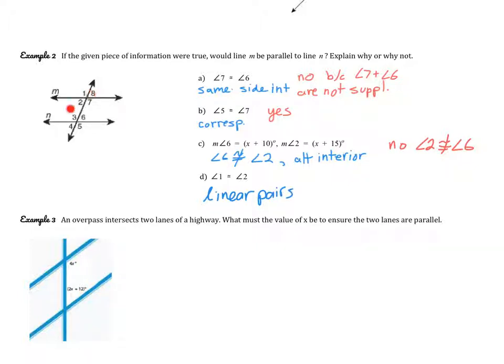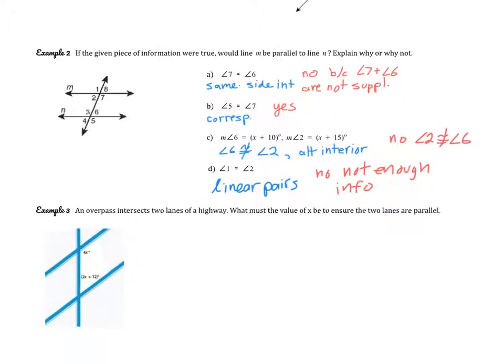And since it's linear pairs, we're really working only with two intersecting lines. So we don't even know anything about any of these angles or anything about line N. So this one we would say no, there's just not enough information. So again, all we know here is that they're linear pairs, and we're only working with these two lines. It doesn't even include information about this other line, so there's not enough information to conclude they are parallel.